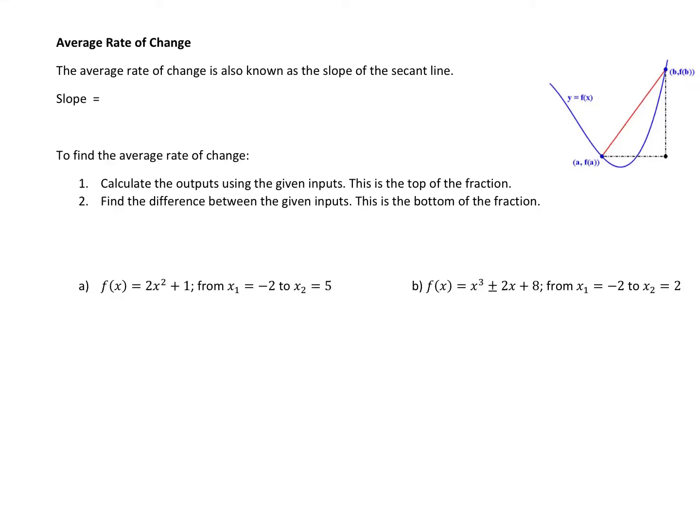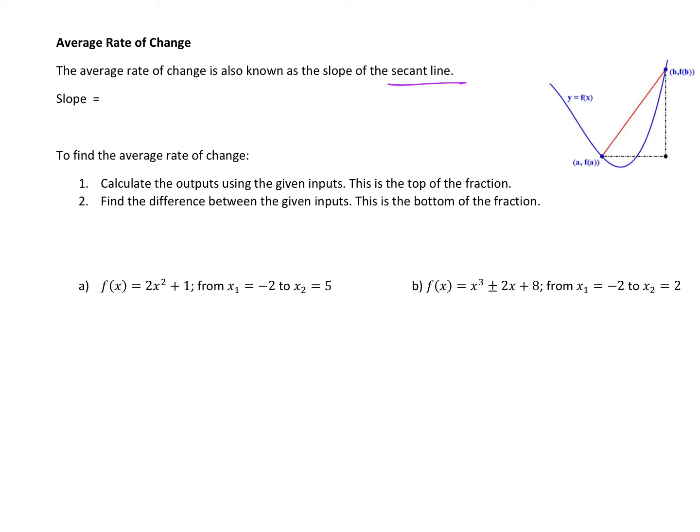In this video, we're going to talk about what we call the average rate of change. The average rate of change is also known as slope. And what we want to do is find the slope between 2 points of a curve. And when we find that particular line that we're trying to calculate those 2 points with, we call that a secant line.